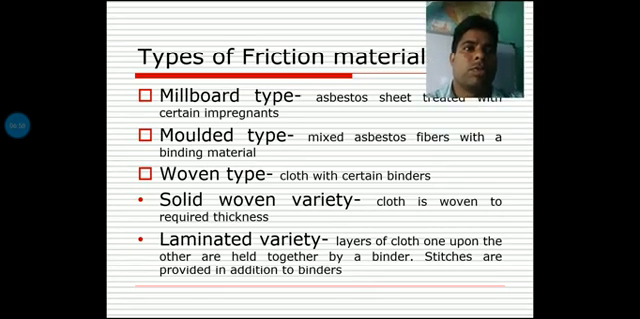So for the first case, we can use the millboard type. Millboard type means a special type of friction material. That material mainly contains asbestos sheet that is treated with certain impregnants. So that is a special type of friction material, and it is mostly used for the design purpose of a single plate clutch.